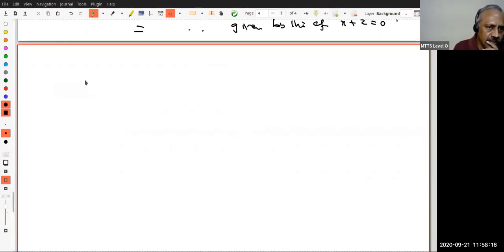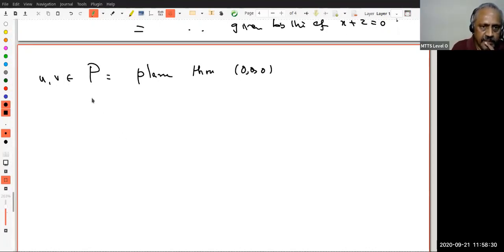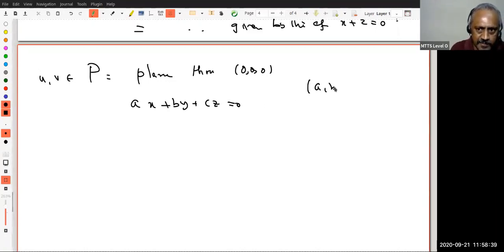So now suppose it's a plane. Let P be a plane through origin, in which u and v are there. Any plane through the origin is given by the equation Ax plus By plus Cz equal to 0. This A, B, C has nothing to do with the earlier a, b. I hope you don't get confused. If you want, you can write alpha, beta, gamma. But I expect my students to be more intelligent and not swayed away by symbols. Is that clear? This A, B, C has nothing to do with the earlier a, b.